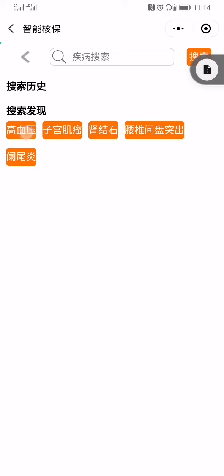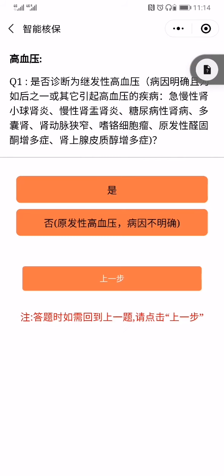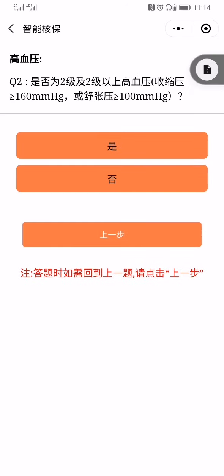For example, if I search for high blood pressure, it gives me the drill-down form for high blood pressure straight away, with the first question asking, have you been diagnosed with high blood pressure with the following issues? My answer is no. And then question 2 is, do you have high blood pressure at or above level 2? And level 2 is higher than 160 and higher than 100. And my answer is no.